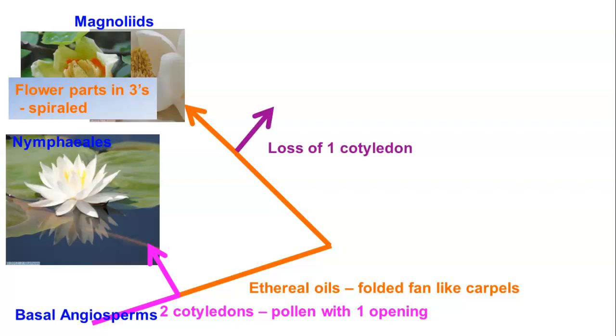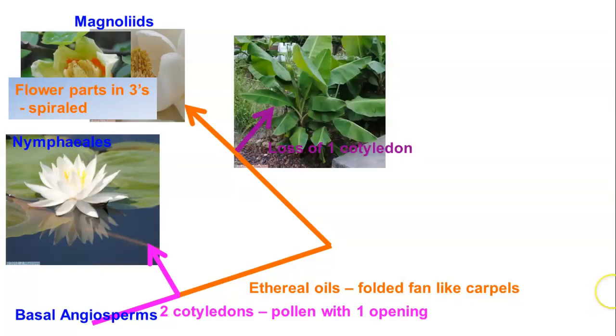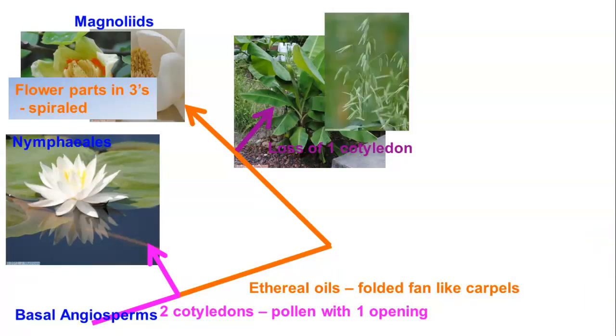We also have another group where it started to lose one cotyledon. So rather than having two cotyledons, we now only have one cotyledon. With this, we see things like this. This happens to be a banana. You can see in this particular thing that we start to get parallel leaf veins. We have the loss of one cotyledon. This is a picture of oats. Oats are grasses. Again, we have the loss of one cotyledon.